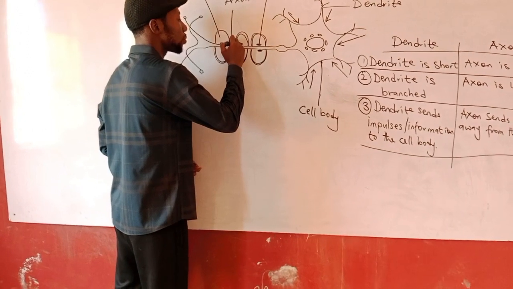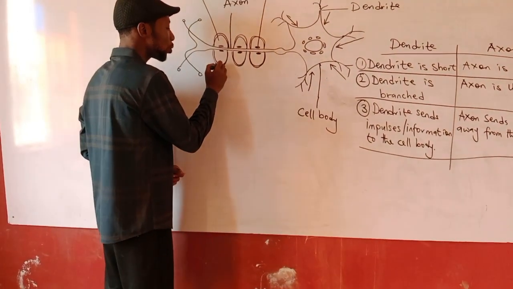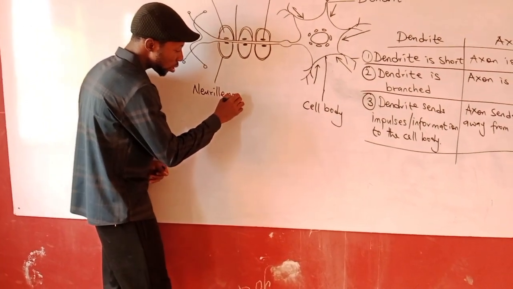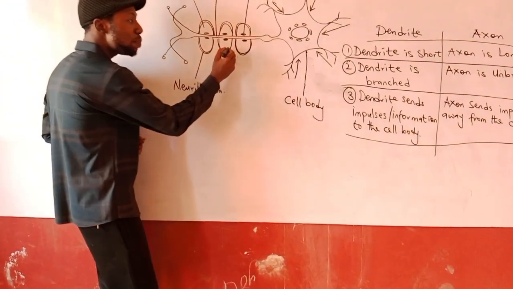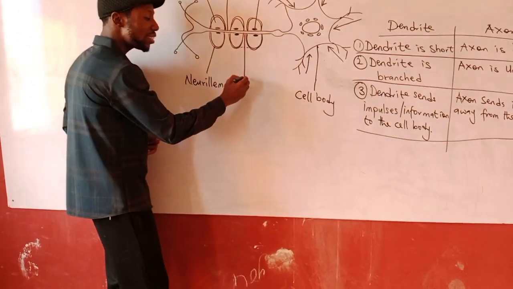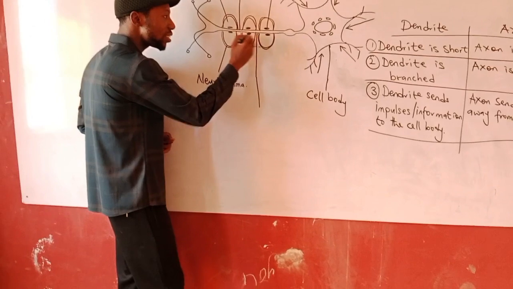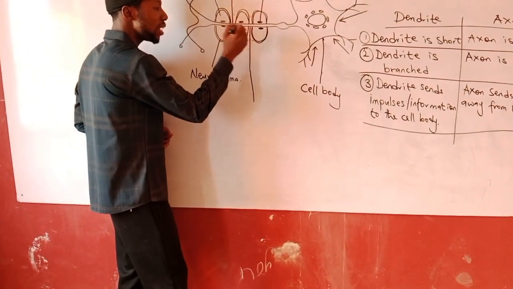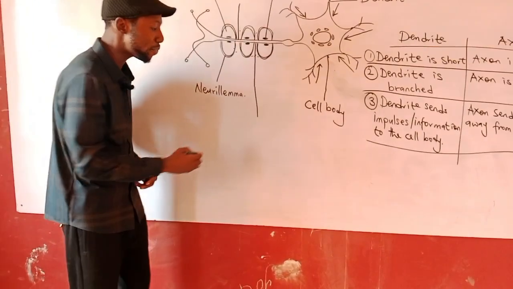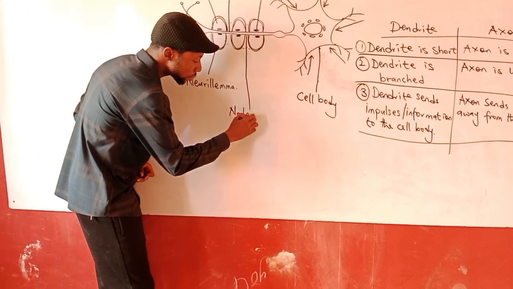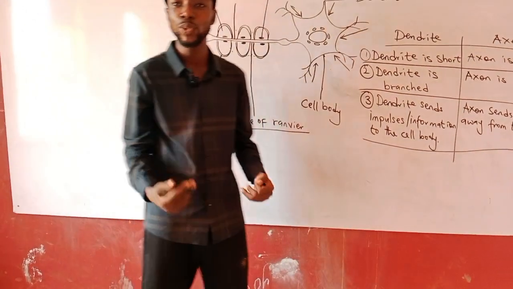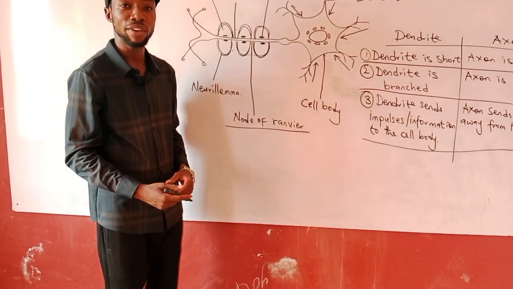That protecting coat is known as the neurilemma. Okay? Now, there is a potential space between two myelin sheaths. You can see the space here, between two myelin sheaths. The space is known as the node of Ranvier. This is the name. The space between two myelin sheaths is the node of Ranvier.